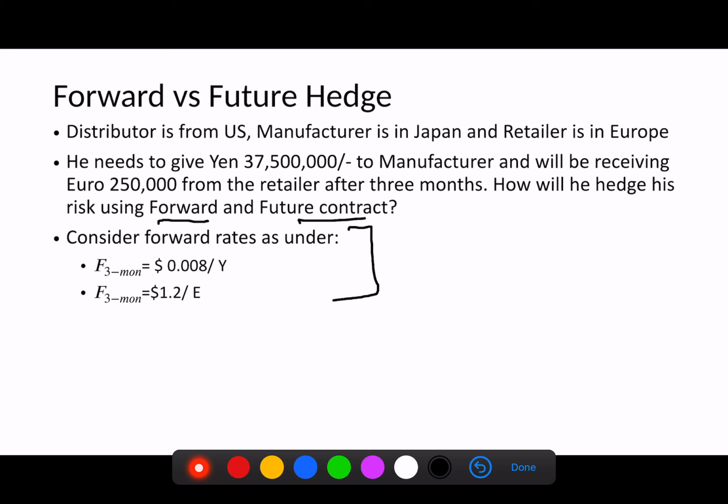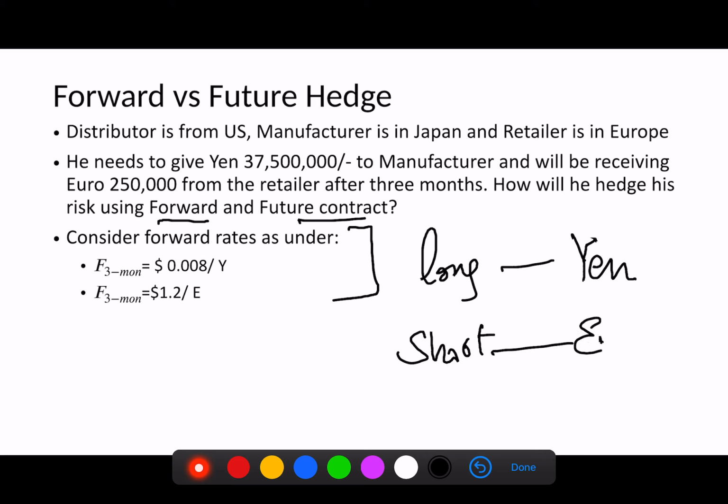So in that case, first identify what should be your long position. You will go long with Japanese yen because this is your liability currency. You need to pay in yen. What would be your short position? Your short position will be in euros. You need to sell euro and you need to buy the Japanese yen.